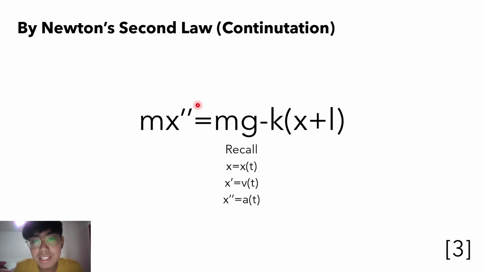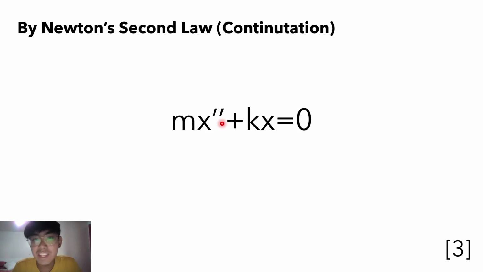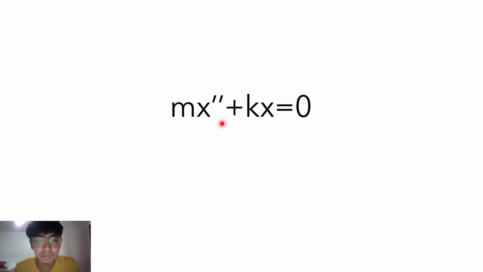We can simplify this even further by distributing the k. It's going to be negative kx and negative kl. But recall, L is the distance of equilibrium, and therefore at equilibrium, KL is equal to mg. So KL and mg are going to cancel out, and we're going to be left with mx double dash is equal to negative kx. Putting that on the other side of the equation, we have our working differential equation that we're going to use.